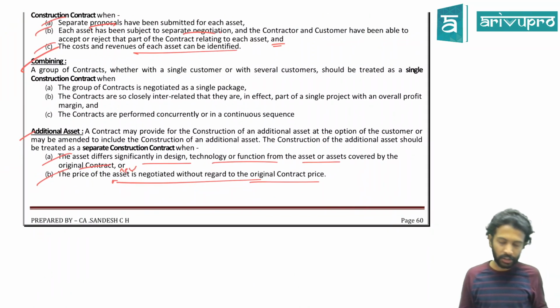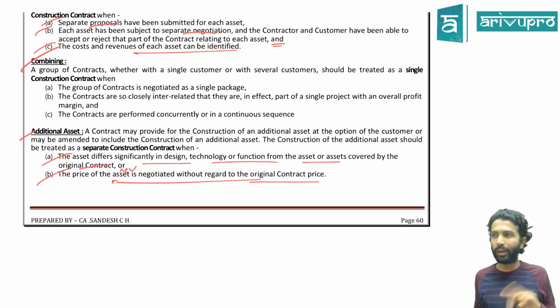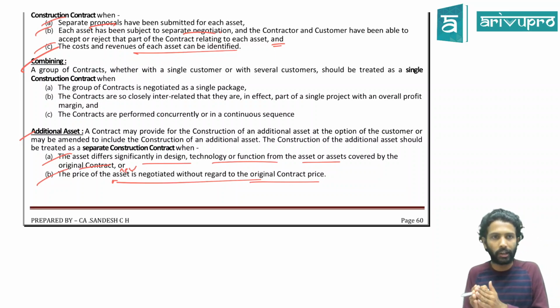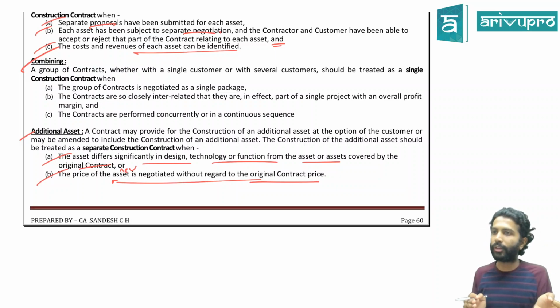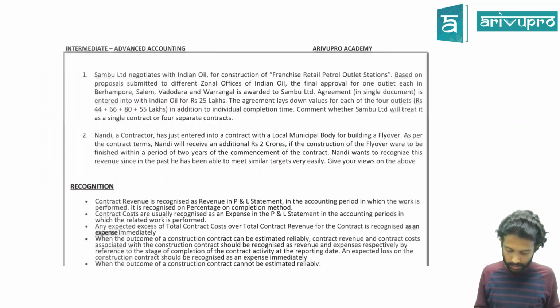Next we saw one small concept known as additional asset. If a new asset came in, or an old asset got extended and a new asset came in, then to treat it as a separate contract, one of two conditions should be satisfied. One, the new asset's design, technology, etc. should be significantly different from the old or original asset. And two, negotiation on that should have happened separately. You should not keep the old contract as a base and negotiate. Okay. First question is all yours.